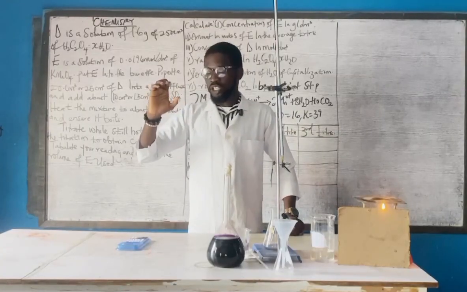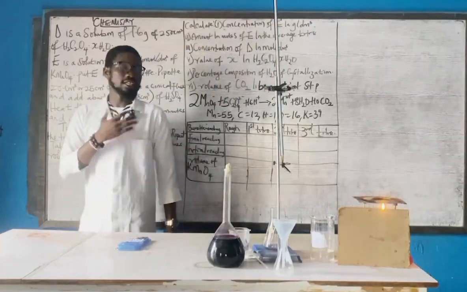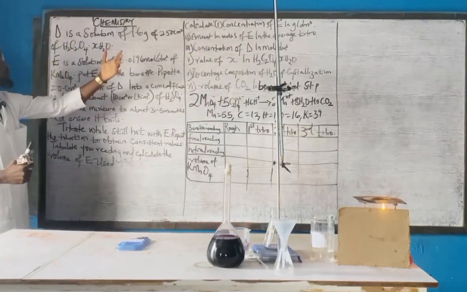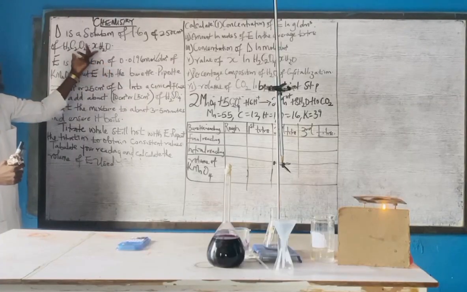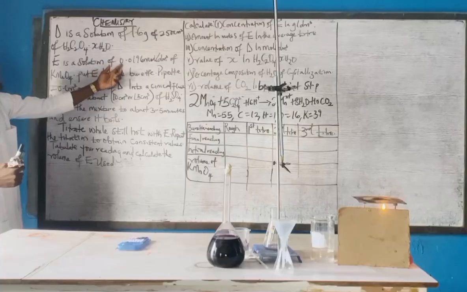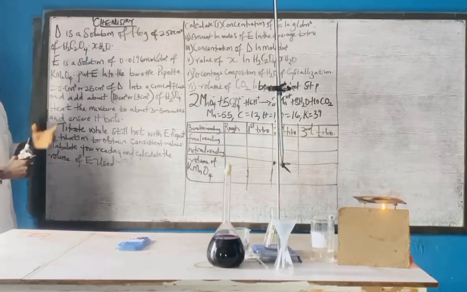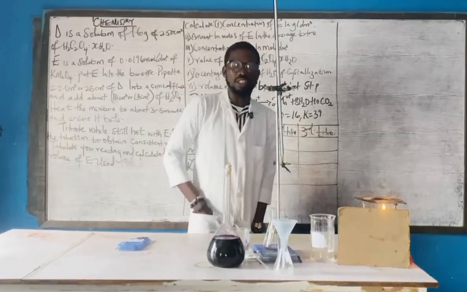So the first thing we are going to take a look at is, let's read the question together. They said D is a solution of 1.6 gram of oxalic acid in 250 cm cube. E is a solution of 0.196 mol per dm cube of KMnO4. Now, let's take a look at how we can easily go about the titration.